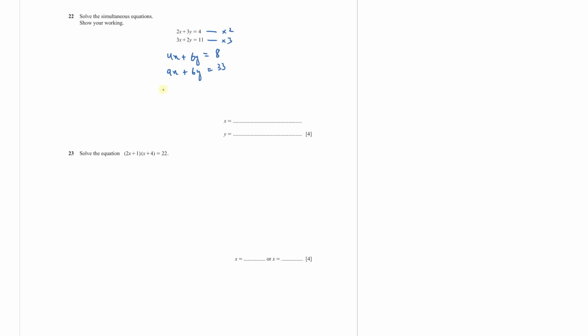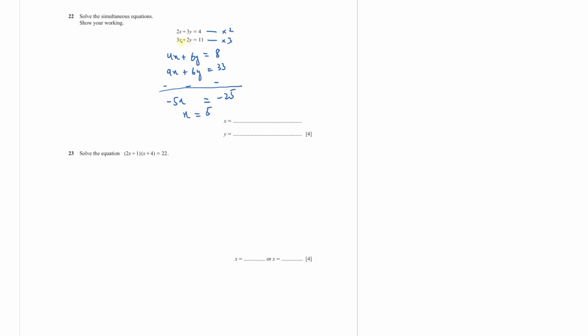Now if I subtract the second equation, that means I will change the signs of all the numbers in the second equation. So this will become minus 9x, minus 6y, and minus 33. The 6y and minus 6y cancel out. 4 minus 9 will be minus 5x, and then 8 minus 33 will be minus 25. So this will give you x equals 5.